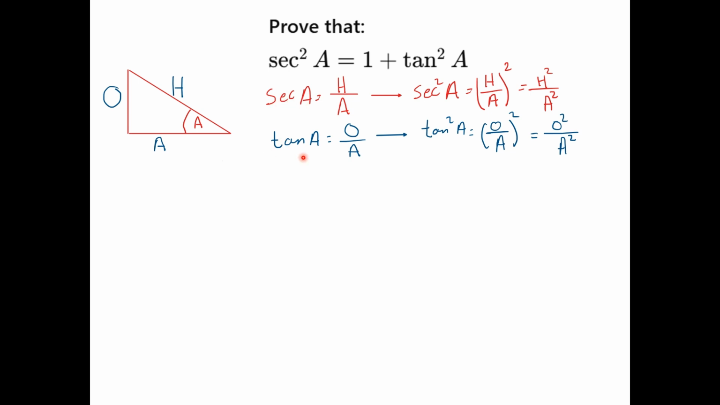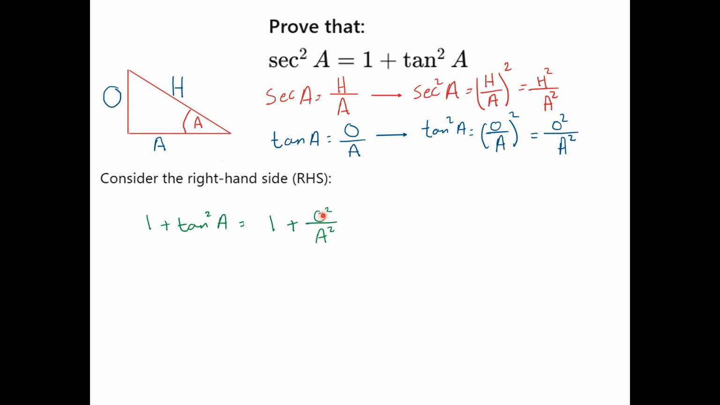Let's go to the second step. We have to prove the right-hand side equals the left-hand side. We are going to start with the right-hand side to break it down. So 1 plus tan²A equals what? It's 1 plus, yeah, you know it. You know tan² already. We wrote it here as O² divided by A², isn't it?